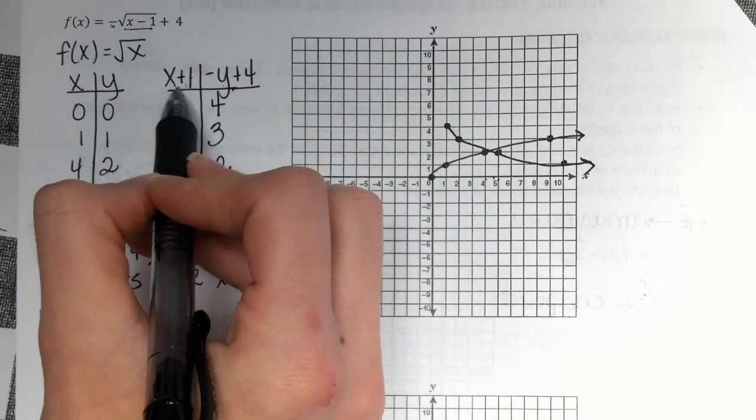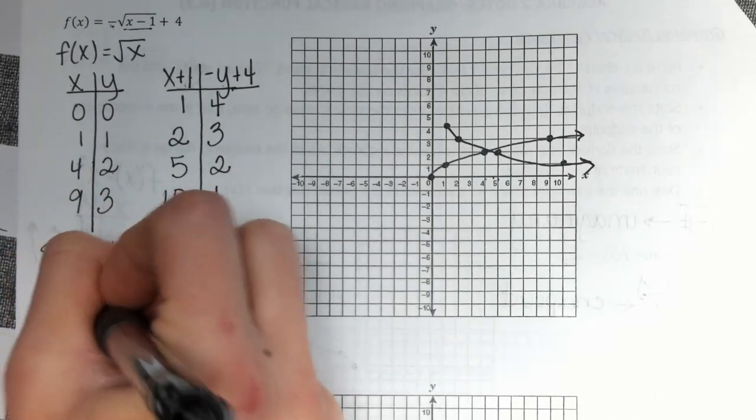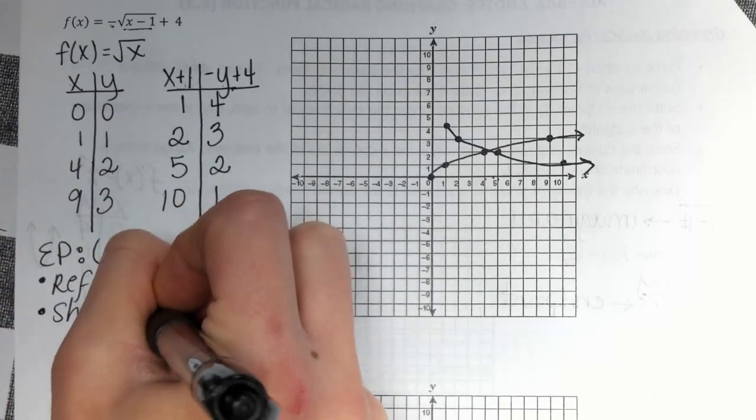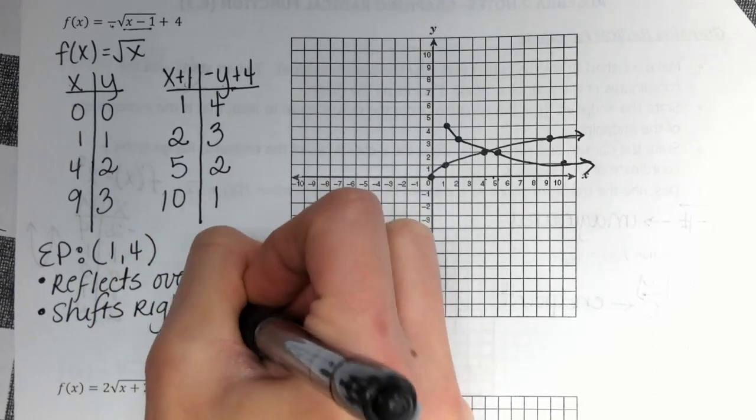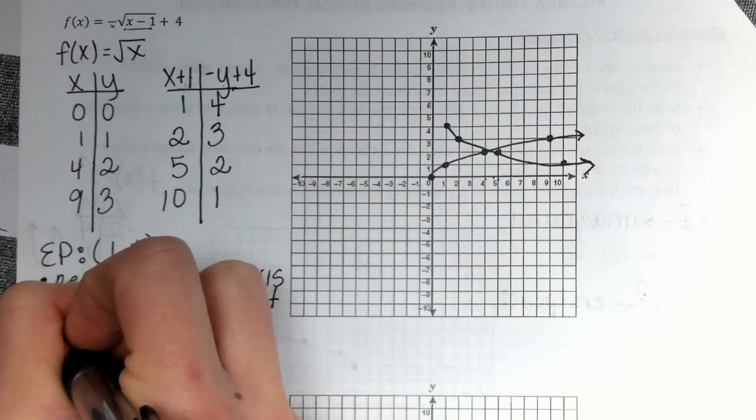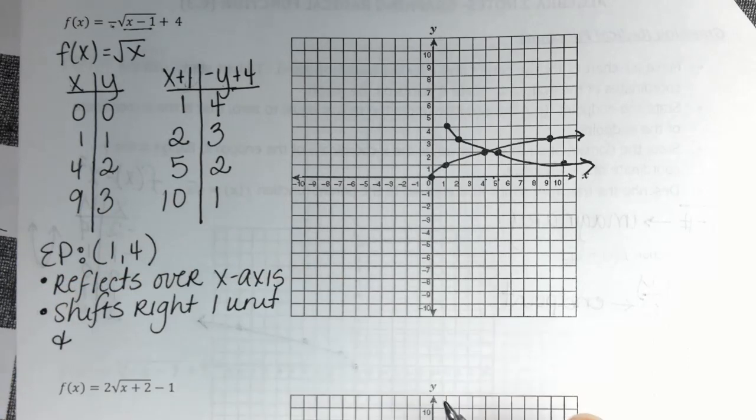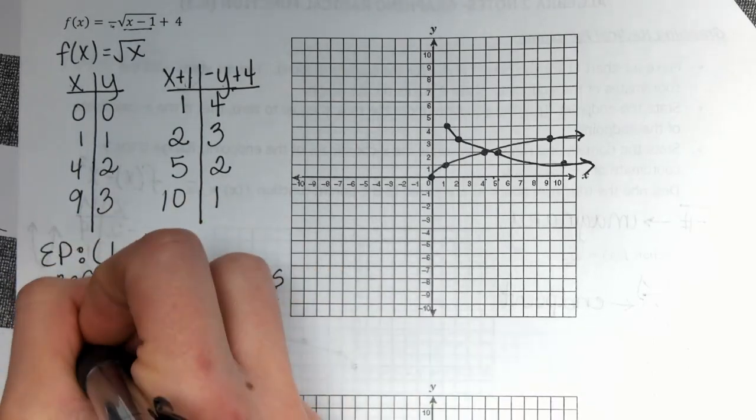Okay, this x plus 1 shifts it where? Shifts it to the right 1 unit. And where else did it shift? Up 4 units.